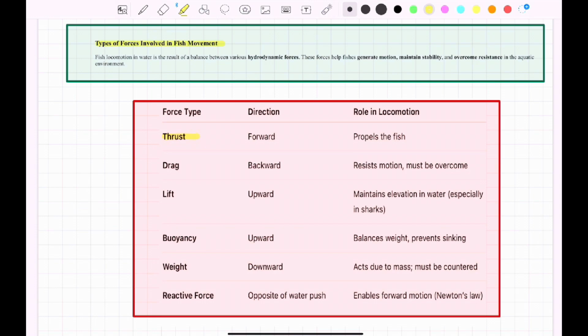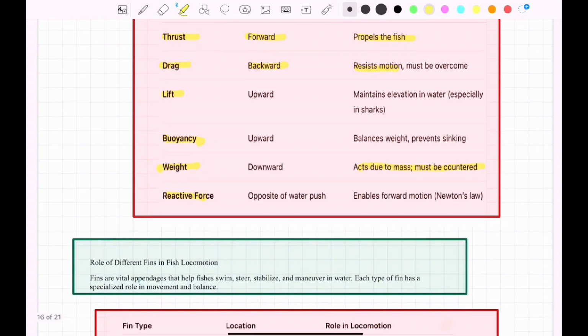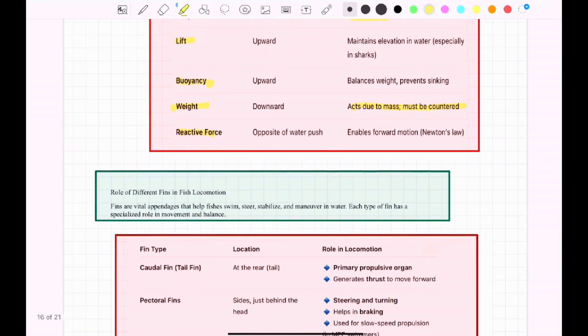First one is the thrust, that is the forward motion. It propels the fish. Then there is drag, that is the backward motion. It is the resisting motion and it must be overcome. Then is the lift, that is upward motion. It maintains the elevation in the water. Then is the buoyancy, in order to balance the weight and prevent the sinking. Then the weight is also a type of force. It acts due to the mass and it must be countered. There is reactive force, that is opposite of water push. It enables the forward motion of the body and it follows the third law of motion: to every action there is an opposite reaction.